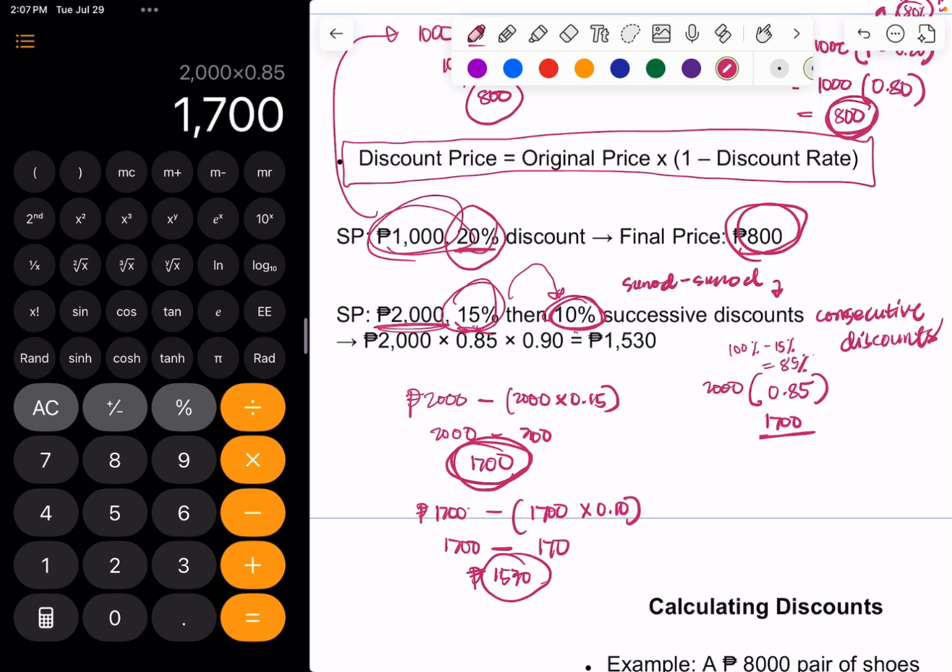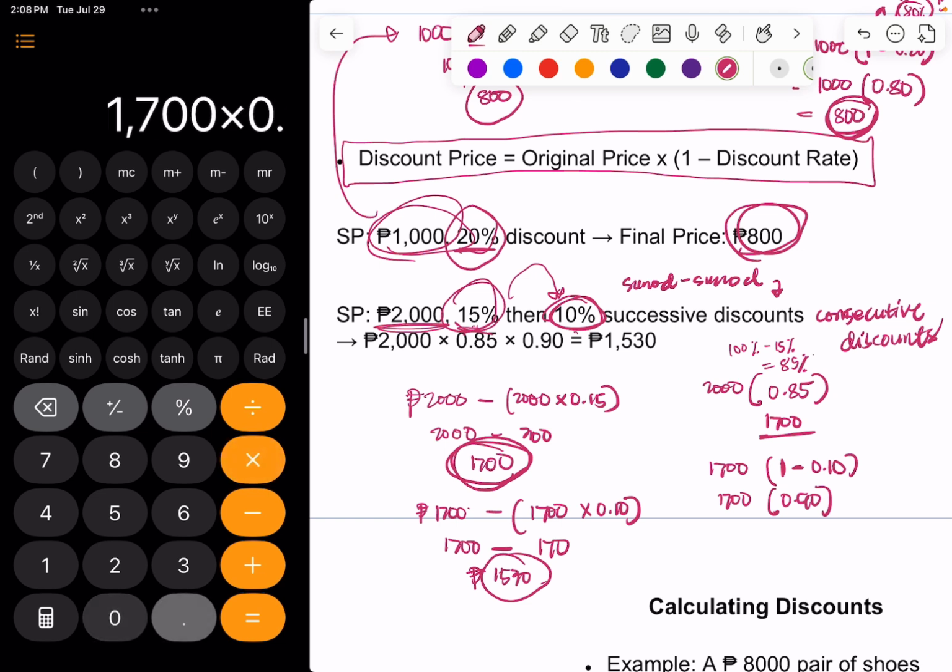Now, human ani si 1,700, let's proceed to 10% of 1,700. So that means 1,700, si 100%, minusan nato og 10%. So pila na lang ang bilin nga bayadan? That is 0.90. So 90% na lang ni 1,700 ang imong bayaran. So times 0.90. So that means you'll pay 1,530.